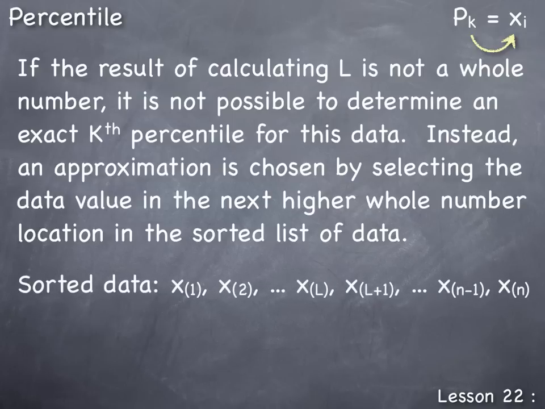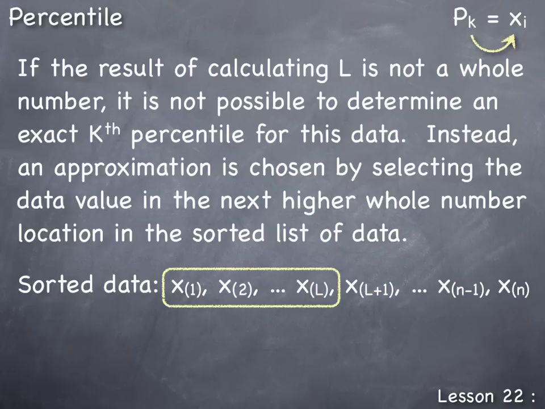So in the sorted list of data, x sub 1 through x sub n, if we were to calculate the L number and get some decimal value of, let's say, L.2, it's not possible to have L.2 of the data values less than it. We could get L of the data values less than it, but you can't get a part of a data value, like 0.2 of a data value less than it. So that's why we can't get an exact percentile for this data.